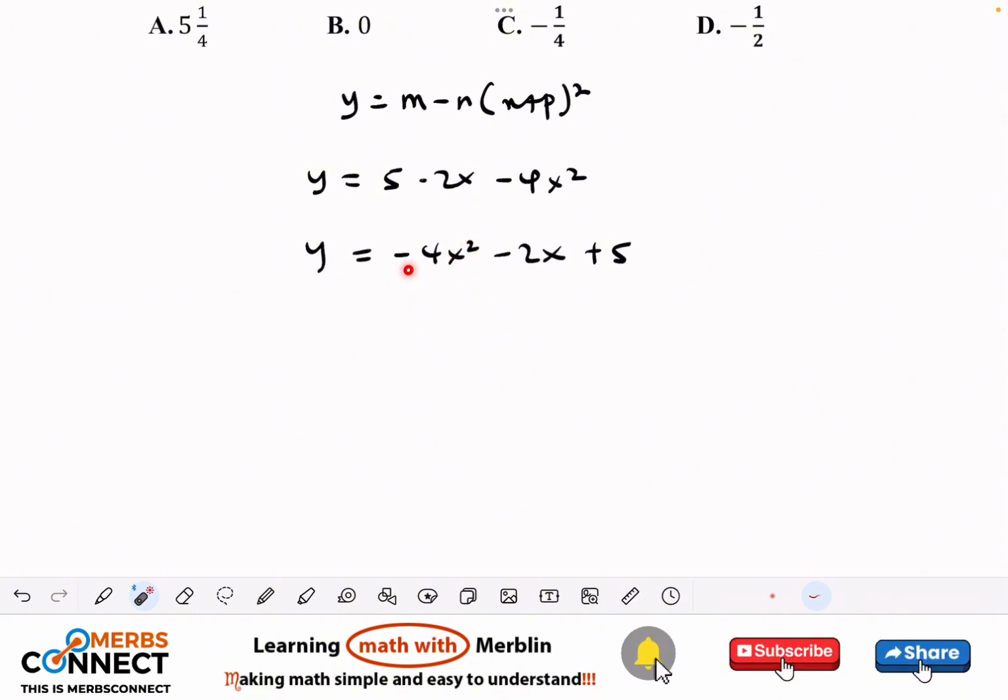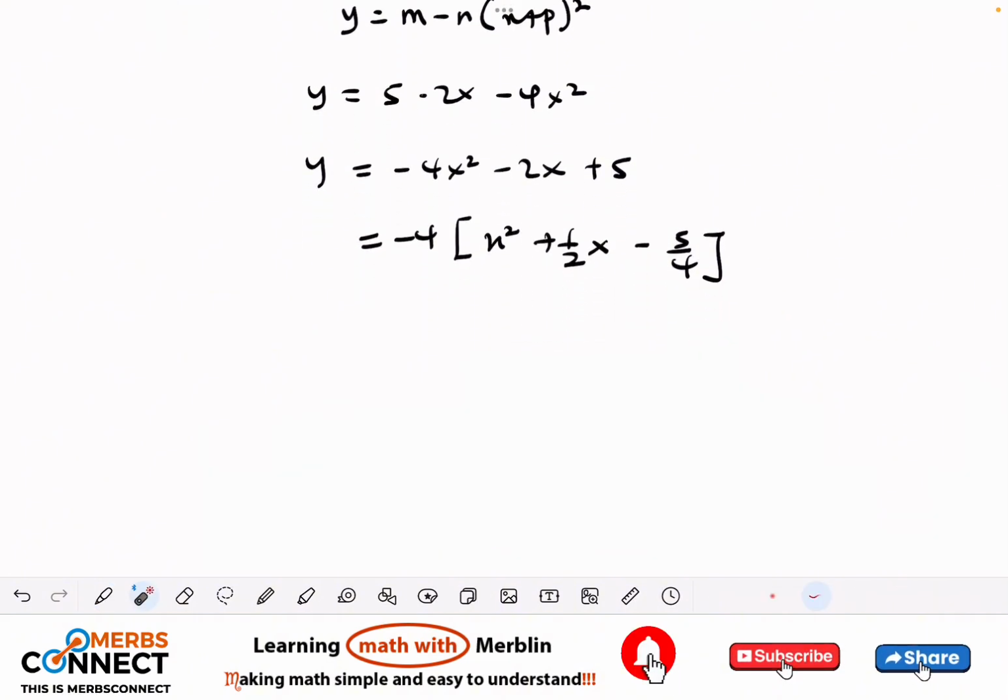So what I can do is factor the minus 4 out. When I factor minus 4 out, I use it to divide everything here. So I divide this one by minus 4, which leaves x squared. Divide this one by minus 4, which gives us plus 1 over 2x. Then this divided by this eventually gives us minus 5 over 4. So when I'm done with this, I can see that the coefficient of x squared is now 1.